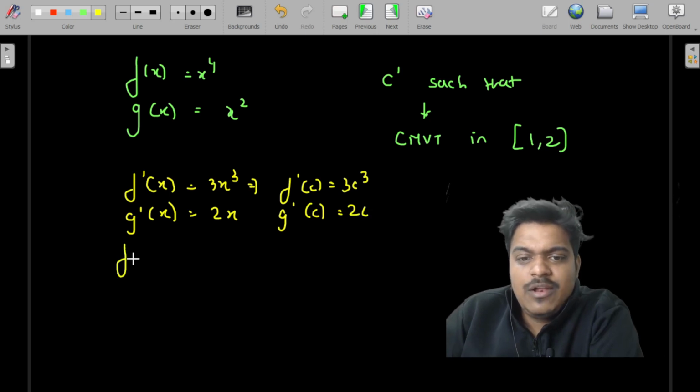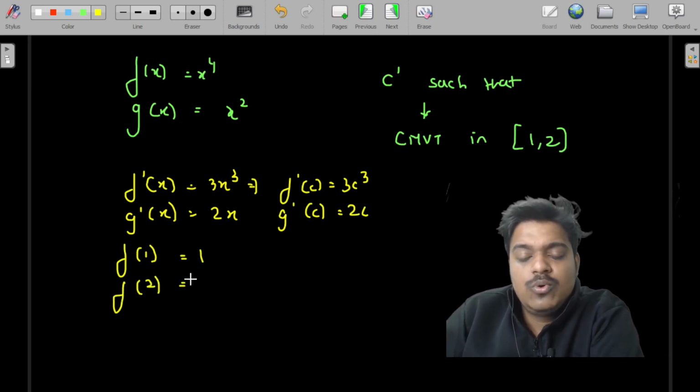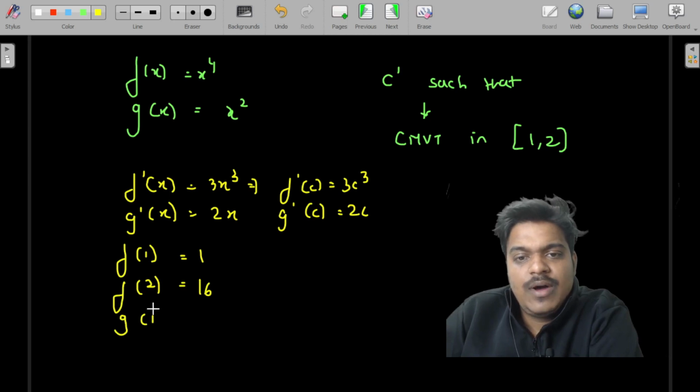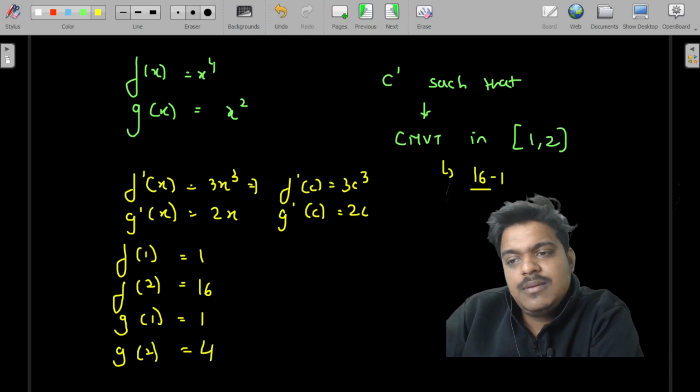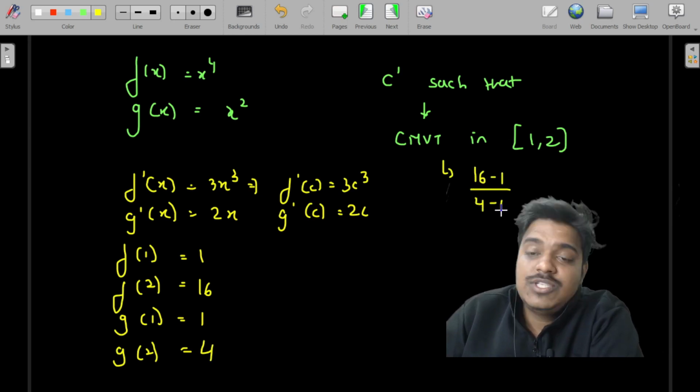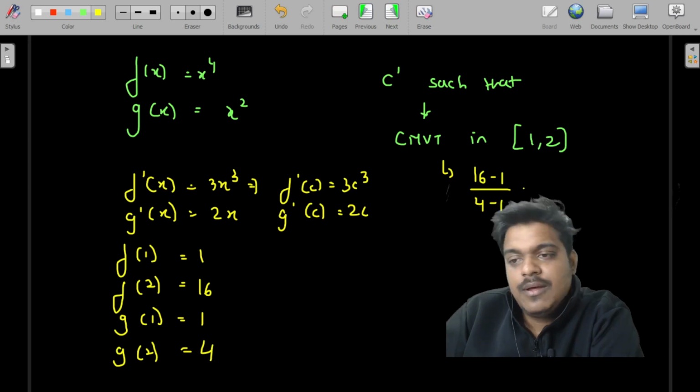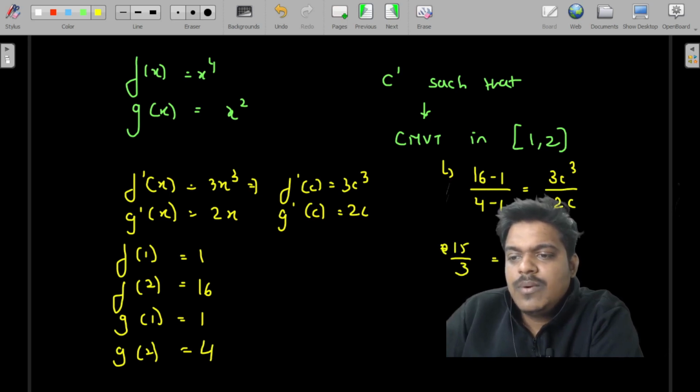Now what is the value of f of 1? F of 1 is 1, f of 2 is 2 to the power 4, which is 16, g of 1 is 1, and g of 2 is 2 to the power 2, which is 4. Now to apply Cauchy's mean value theorem, f of b minus f of a, that is 16 minus 1, divided by g of b minus g of a, that is 4 minus 1, is equal to f dash c divided by g dash c, that is 3c cube divided by 2c. So this is equal to 15 by 3 is equal to 3c square by 2.